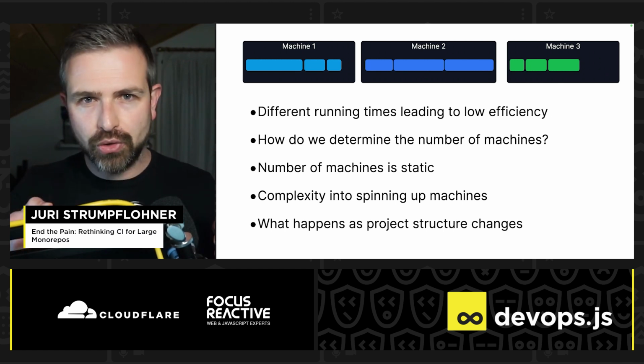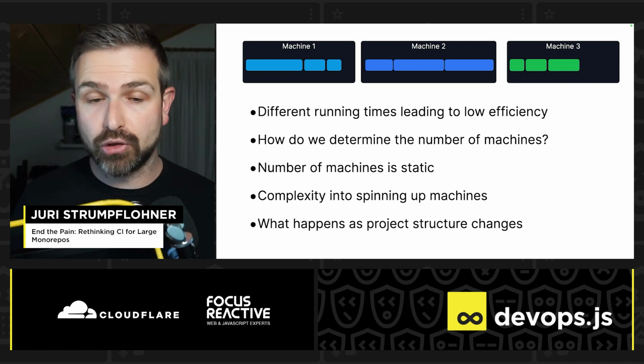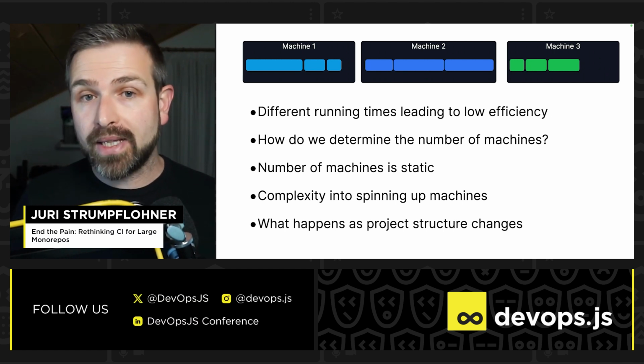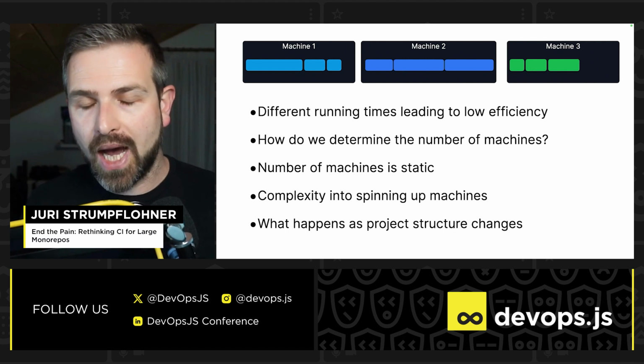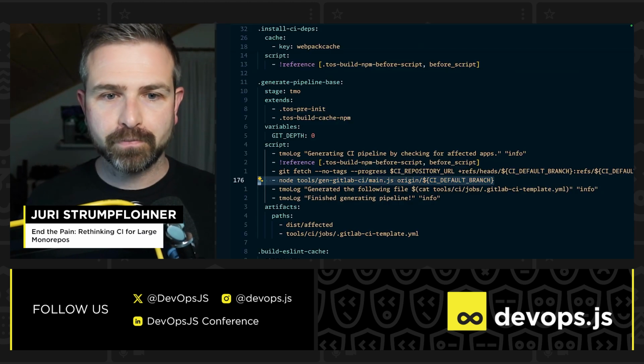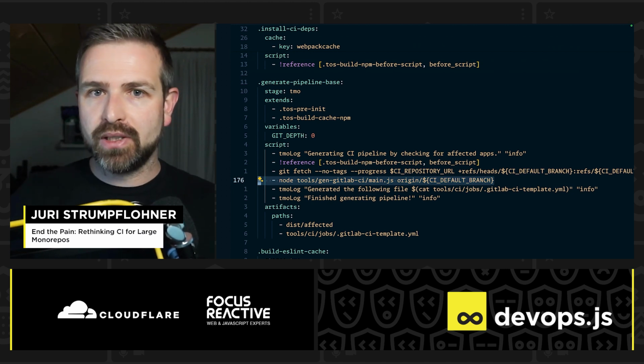And you need to tune it over time as your monorepo structure gets bigger and grows. And there's also complexity potentially in spinning up those machines, depending on your project or CI provider that you're using. And so very often what I see is scripts that are being done on CI.